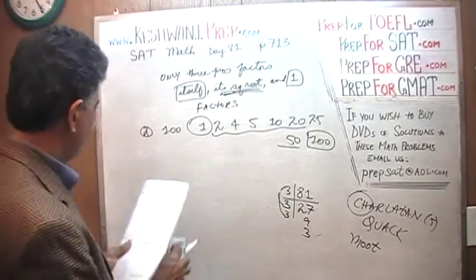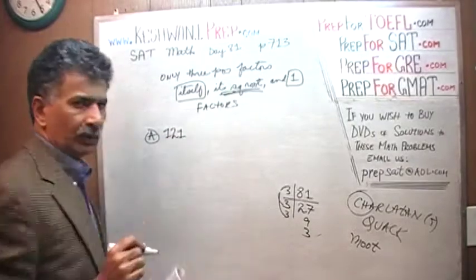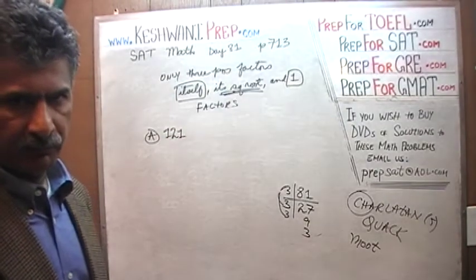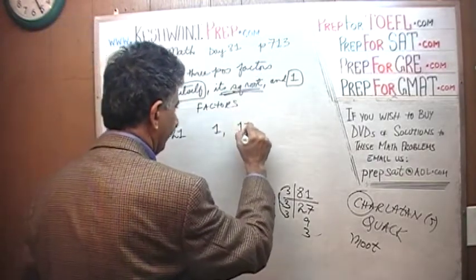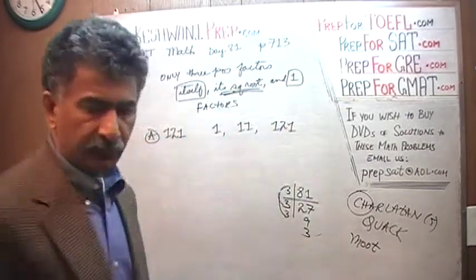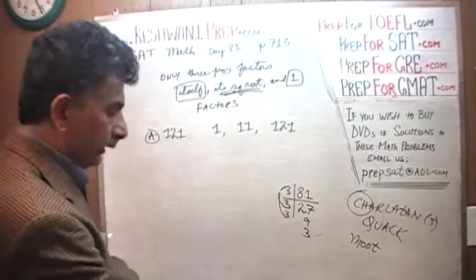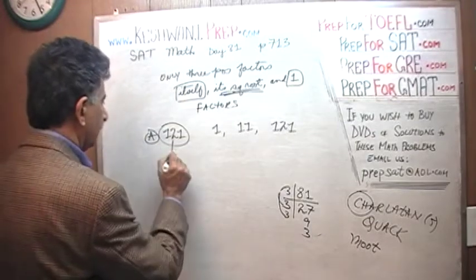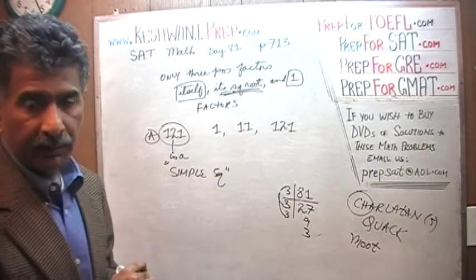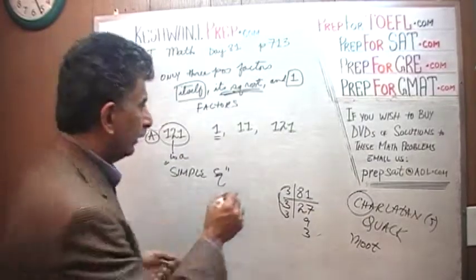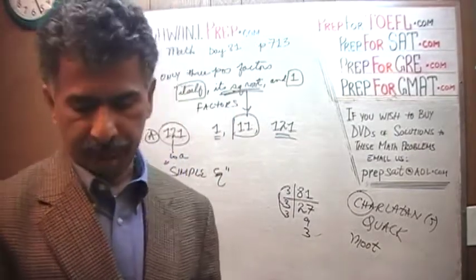The answer, of course, is A. Let's take a look at it. What are the factors of 121? Because 121 is 11 times 11, the factors are 1, 11, and 121. In other words, 121 cannot be divided by any other number other than these 3, and therefore it qualifies. 121 is a simple square. Why? Because it can only be divided by 1, itself, and its square root, and no other number will divide evenly into 121. The answer is A.